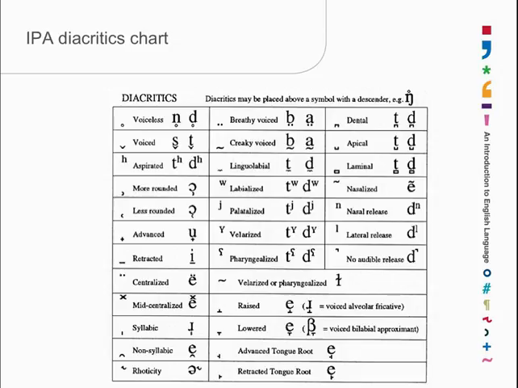Some of them you will already be familiar with. We've looked at nasal release and lateral release, but there's a whole lot more here that if you were to become a phonetician by profession, then you'd learn all of them.